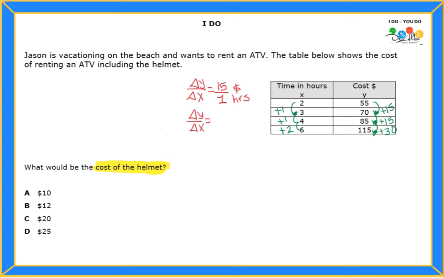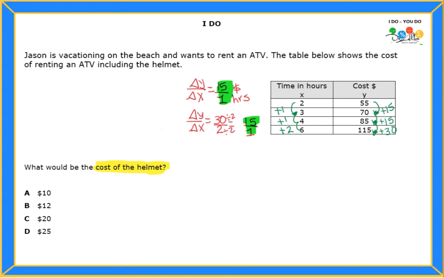Okay, let's check. So the Y that I found was a 30 and the X is a 2. Well, simplify. What if I divide by 2? What would I get? Well, I will get a 15 over 1. And what do you notice right now? Yes, in both cases, I got 15 over 1. So that means that Jason is going to pay $15 for every hour.